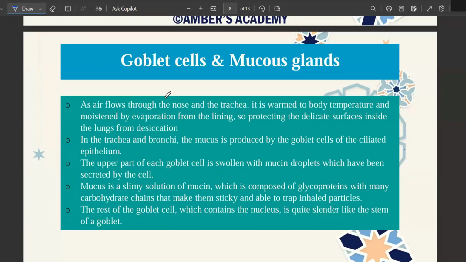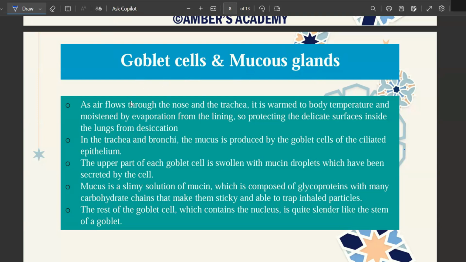Okay. So now we have goblet cells and mucus glands. So this is a very important question that usually comes. And like we just studied, first you are going to identify cilia, then you'll see goblet cells, and beneath goblet cells you'll find mucus glands, which are smaller in size. So you need to understand what exactly goblet cells and mucus glands are, and what is the function of goblet cells, and what is the function of mucus glands.